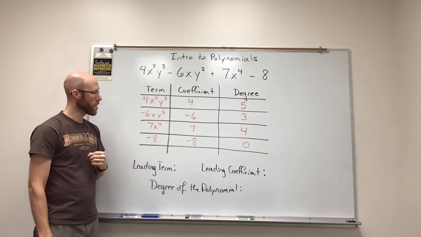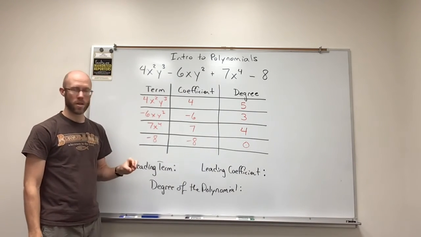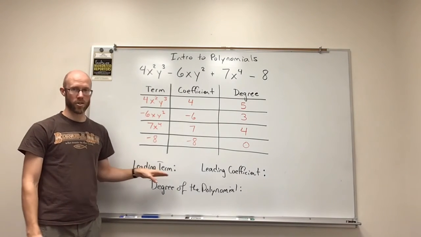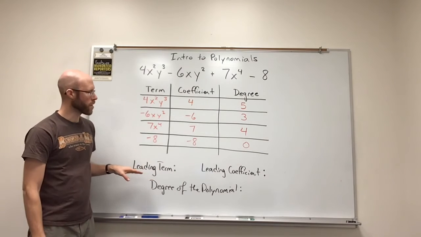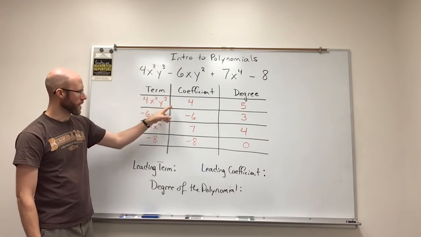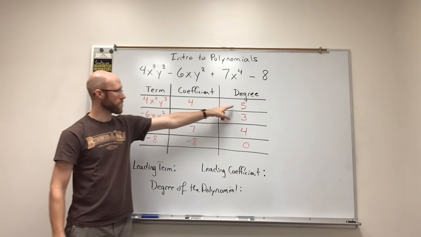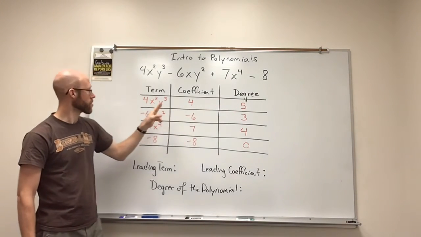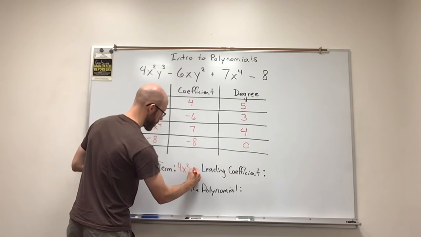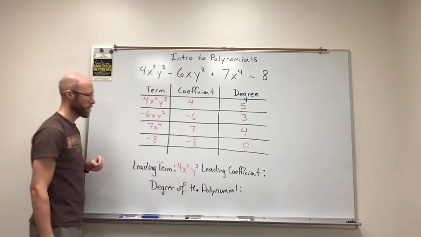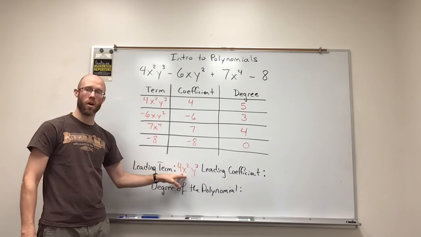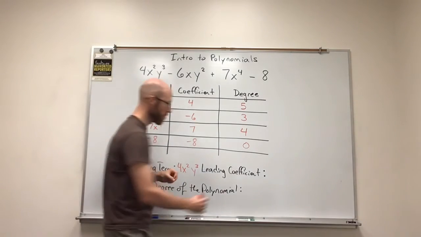Okay, and now that I have all this information, I can identify the leading term. Remember, the leading term is the term with the highest degree. In this case, 5 is my highest degree, so the leading term is 4x squared y cubed. And the leading coefficient is the coefficient off of that term, so that would be the 4.